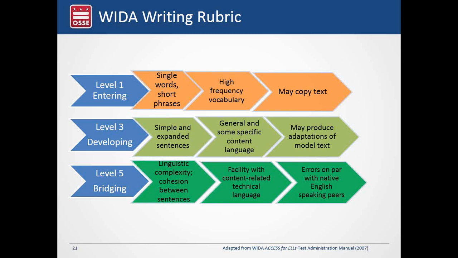By the time the student is at a level 5, their product is expected to be more complex, greater in quantity, and they're able to use technical content-related language. If errors are present, the rate of errors and the types of errors should be on par with their native English-speaking peers.